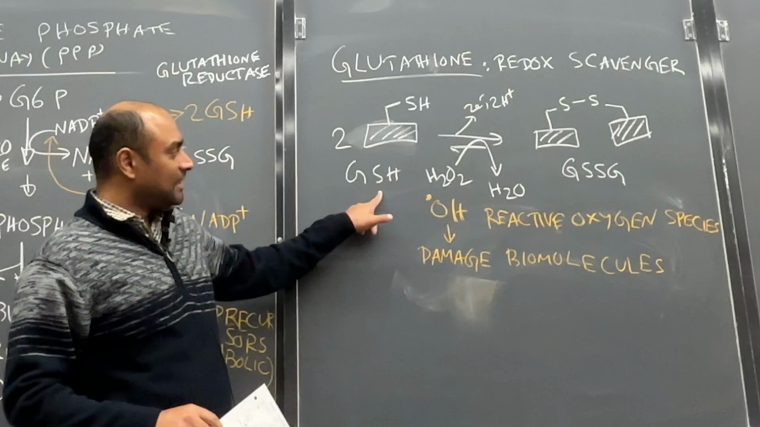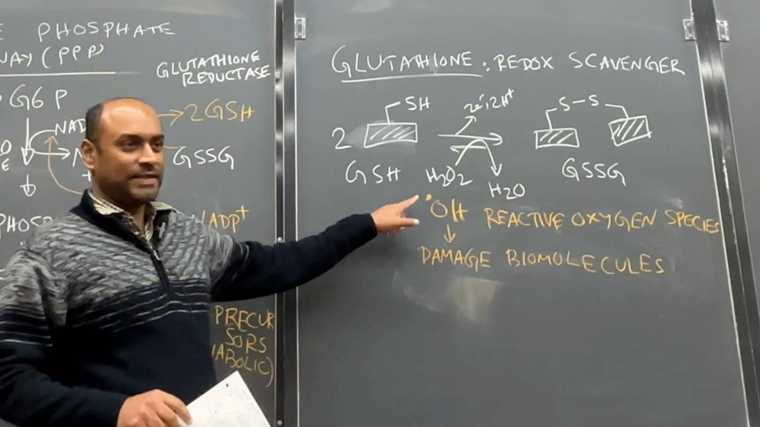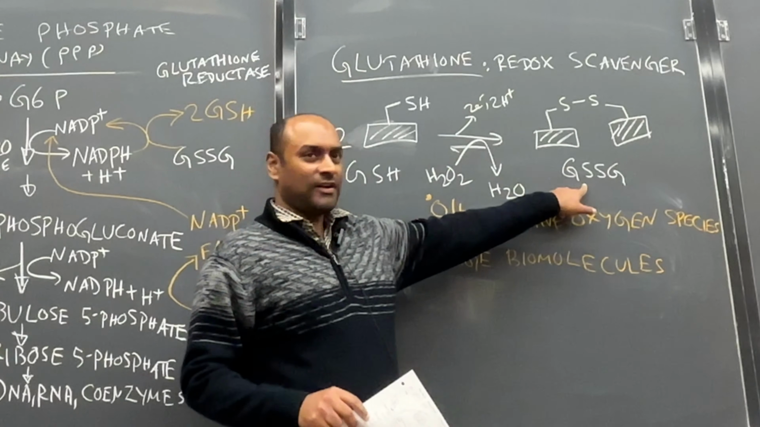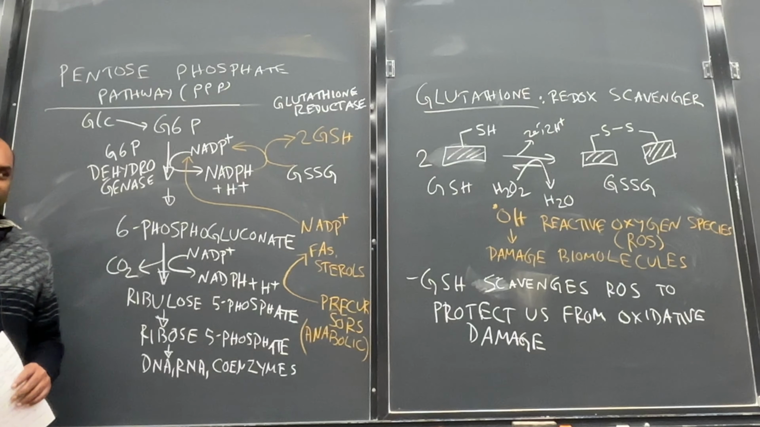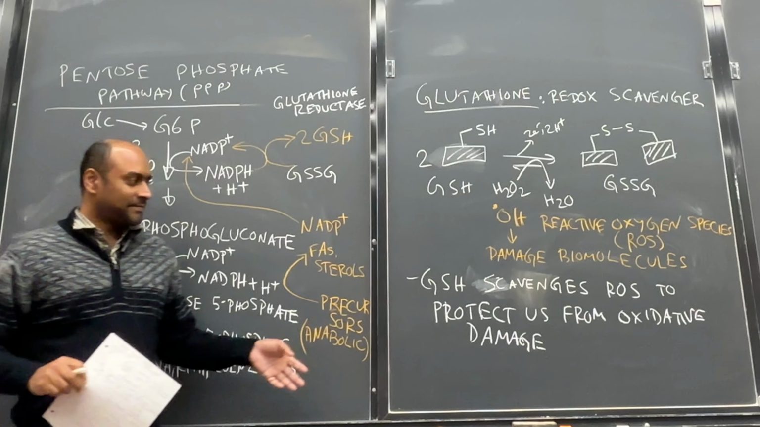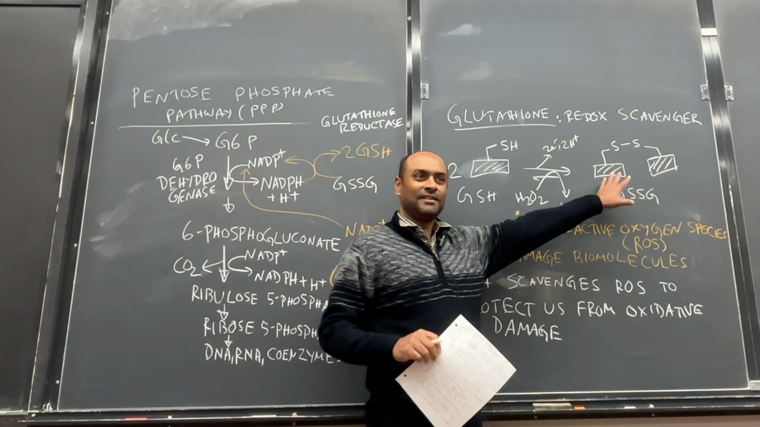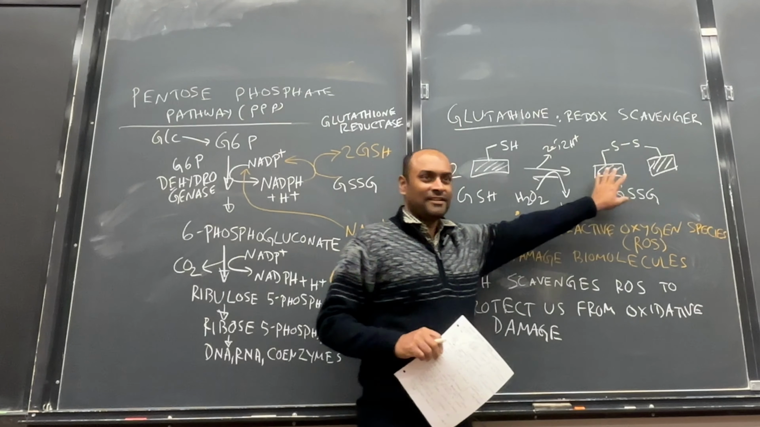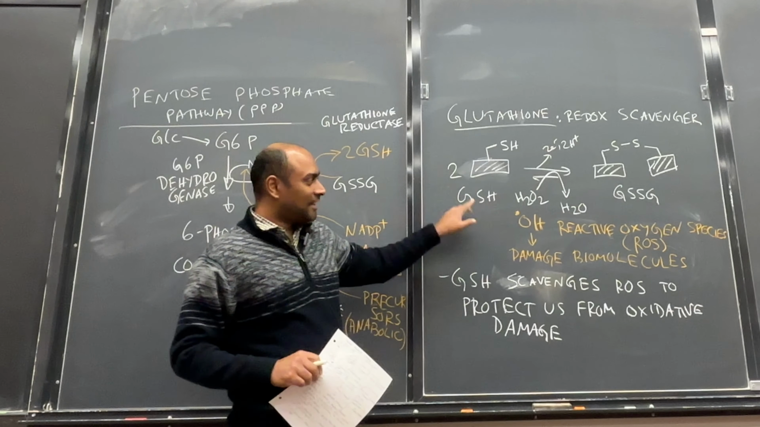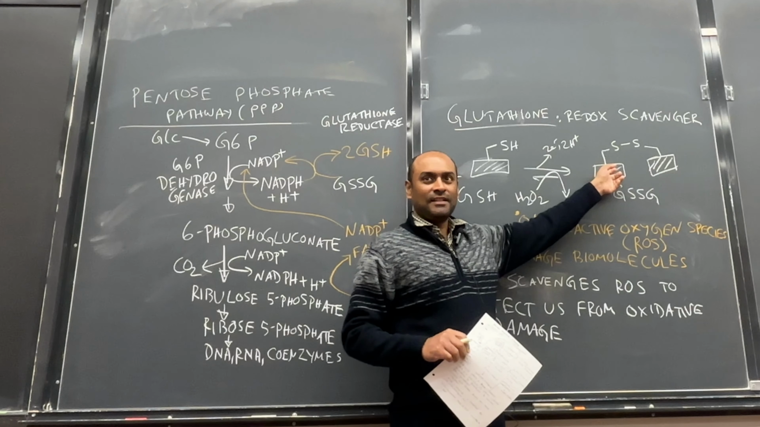What glutathione does is it scavenges. Glutathione scavenges this reactive oxygen species to make water and itself be oxidized to oxidized glutathione. So glutathione scavenges this reactive oxygen species to protect us from oxidative damage. Remember, if you oxidize it, then it cannot protect us, right? Do you see here? We need to have it in the reduced form so that it can scavenge the reactive oxygen species. But once you oxidize it, then it doesn't have the protecting form anymore.